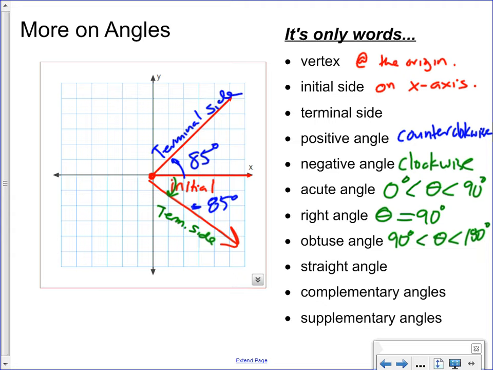If it is 180 degrees, then it's a straight angle. Why is it called straight? Because 180 makes it straight. Okay, here we go. So theta is 180 if it's a straight angle.